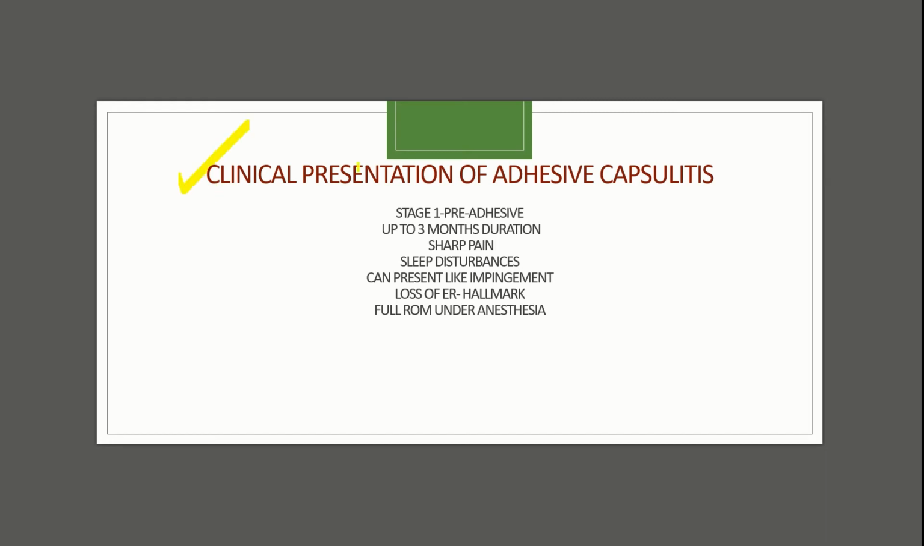Then the clinical presentation of adhesive capsulitis. We can see it in 4 stages. It is a disease, or we cannot call it a disease, it's basically a pathology which progresses through 4 stages. So every patient with adhesive capsulitis will undergo 4 stages. Now we will look at the presentation of those stages. How will you know which stage of adhesive capsulitis the patient is in?